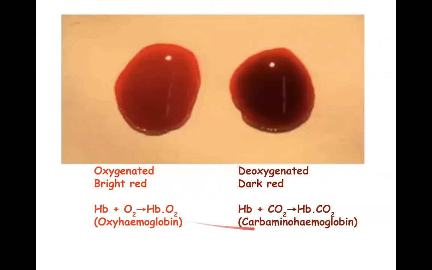Amongst oxyhemoglobin and carbaminohemoglobin, carbaminohemoglobin is more stable and oxyhemoglobin is unstable. The reason this needs to be unstable is so that it can readily give its oxygen to the tissues when they require it for the process of respiration.